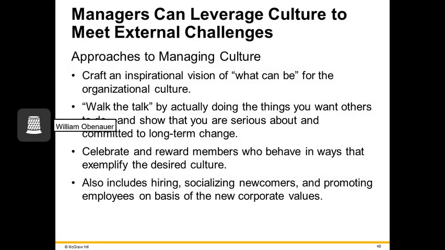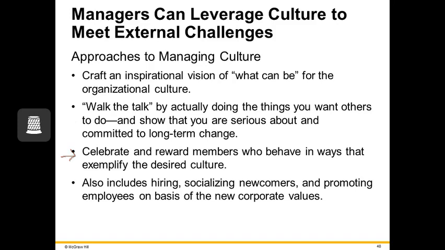In building our culture, we're going to want to make sure that we clearly articulate what it is that we want to do. And part of how we can do that is through an inspirational vision of what can be for the culture. Then it's critical that we walk the talk. In other words, managers need to do the things that they want to see from others in their organization to demonstrate that we're serious about this and we care about this. You also want to celebrate and reward members who behave in the ways that you want them to behave. This helps incentivize people to do what you want to do with your organizational culture.